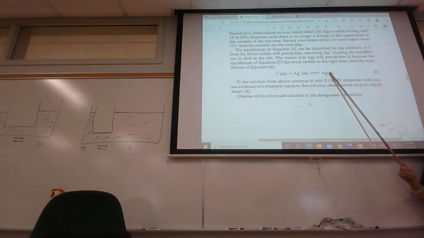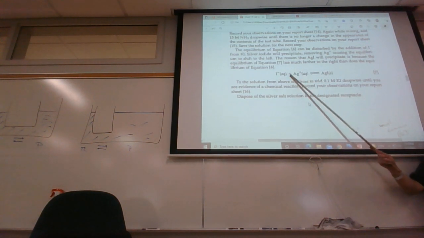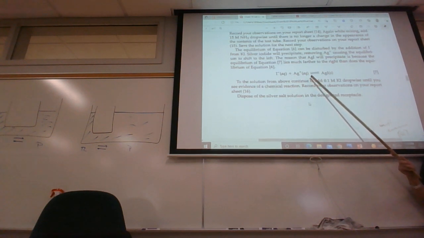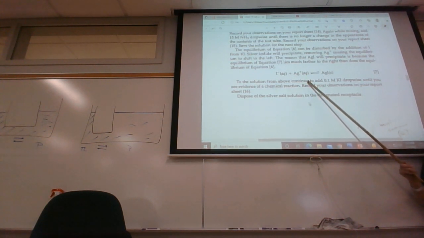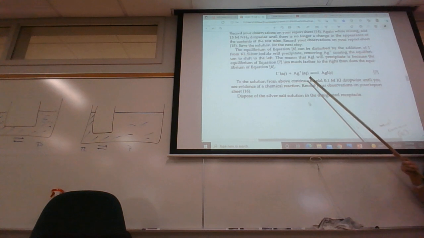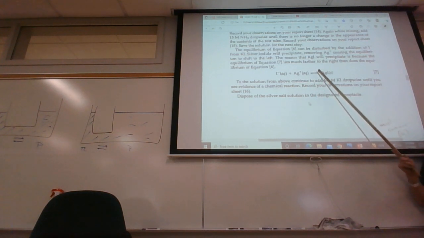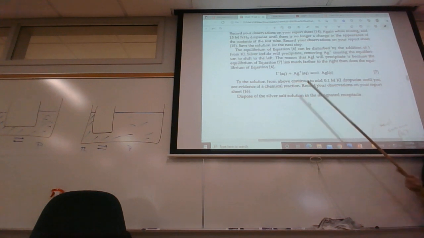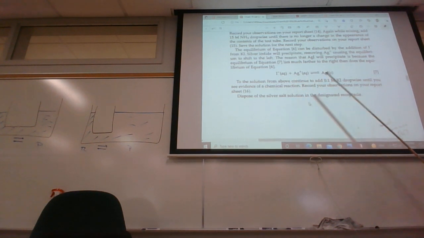Another way of doing this, to shift this to the left, is to get rid of the silver ion. Well, we have a great way of getting rid of silver ion using a Lewis acid-base reaction. A nitrogen donor like ammonia or any amine would work very well to get rid of this. And so we can shift it back and dissolve all our silver iodide that we just formed.